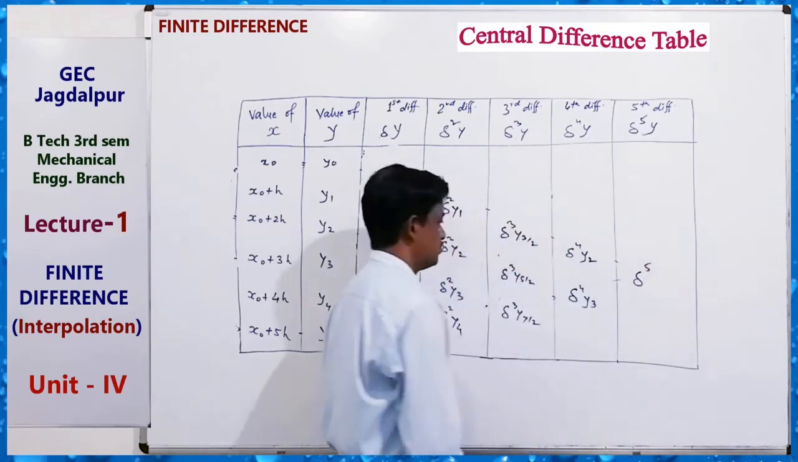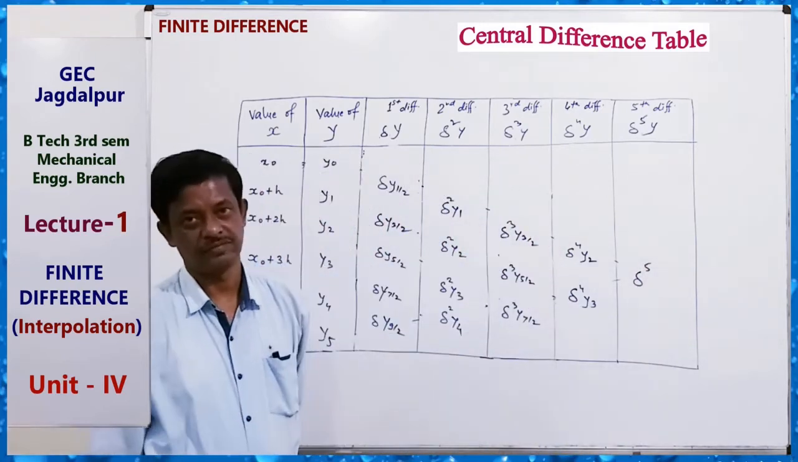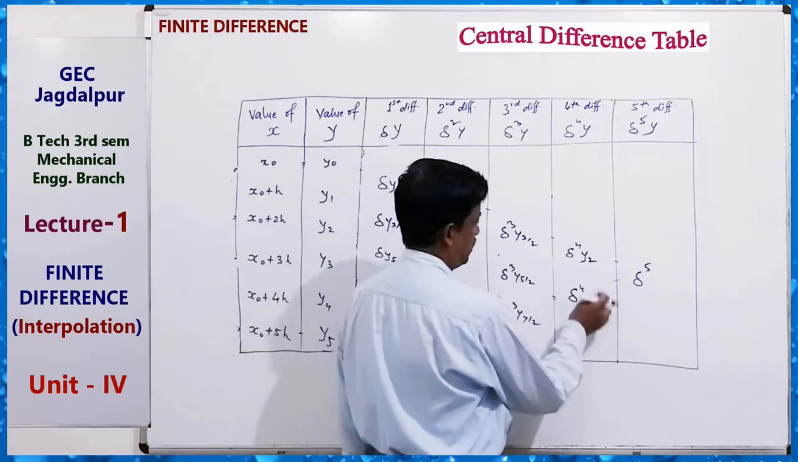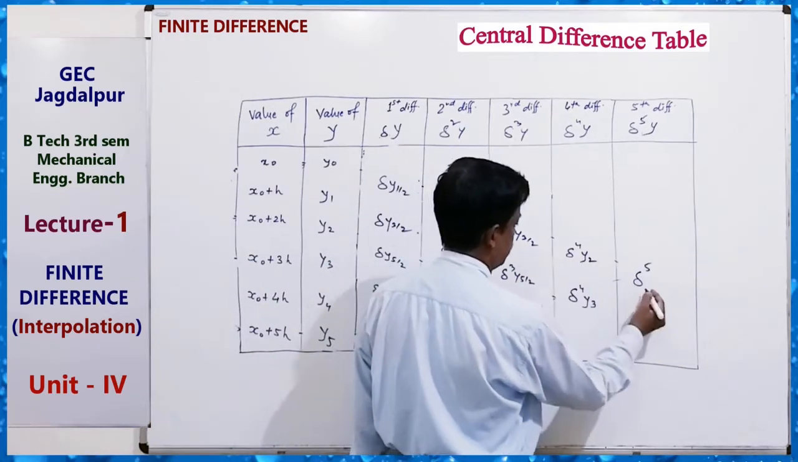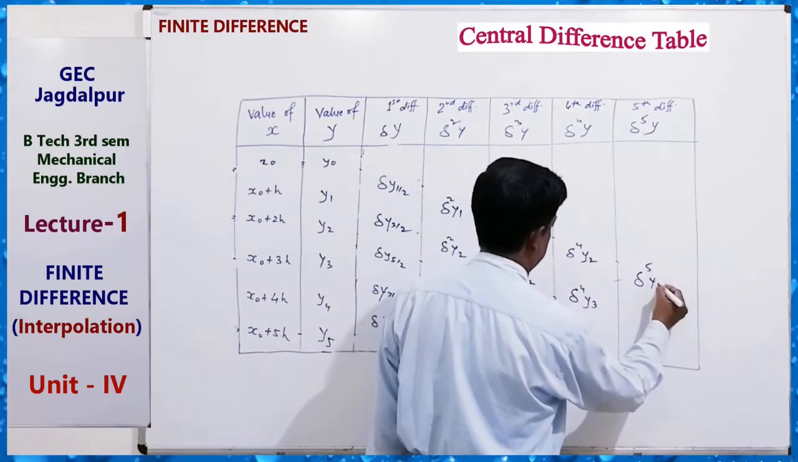5. 3. This minus this. 3 plus 2, 5. 5 by 2. Y 5 by 2.